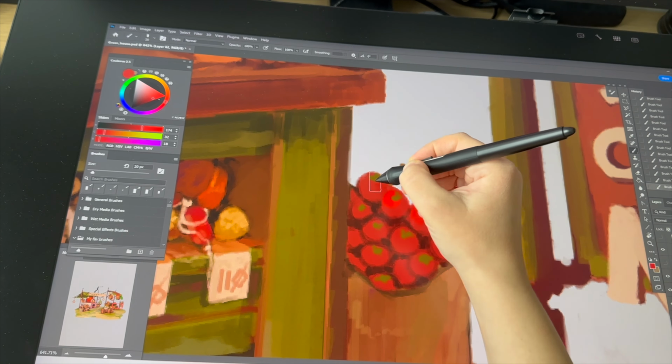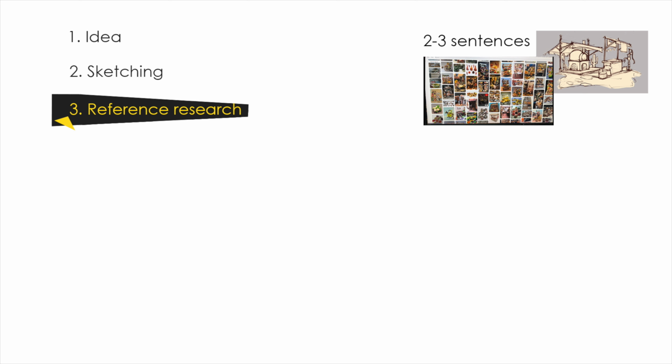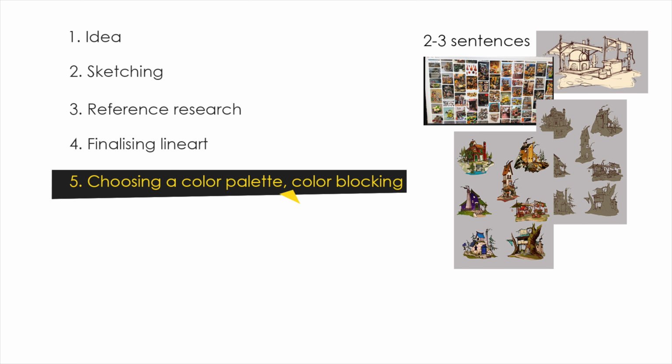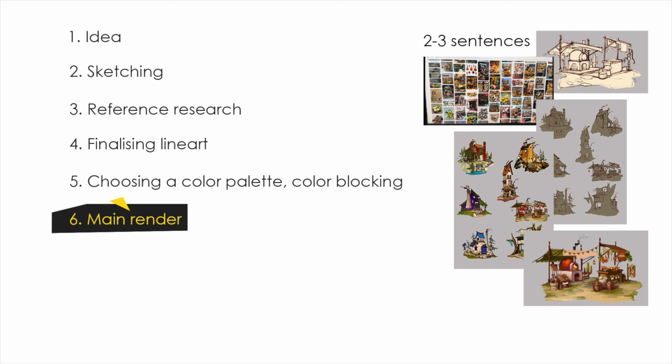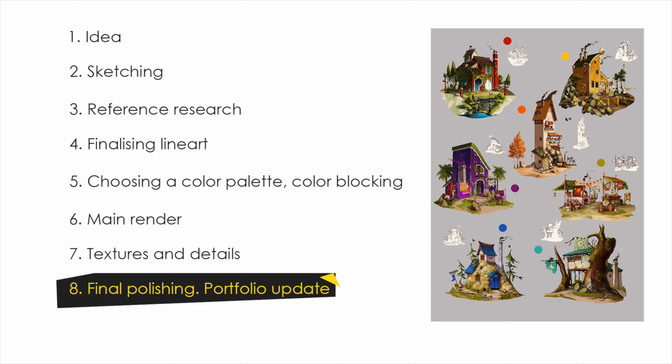I believe that following this simple sequence of actions will save you some time during your creative process. So here are the steps. The first one: idea, 2 or 3 sentences. Sketching, reference research, finalizing line art, choosing a color palette or color blocking, main render, textures and details, final polishing and uploading your artwork to portfolio and social media.